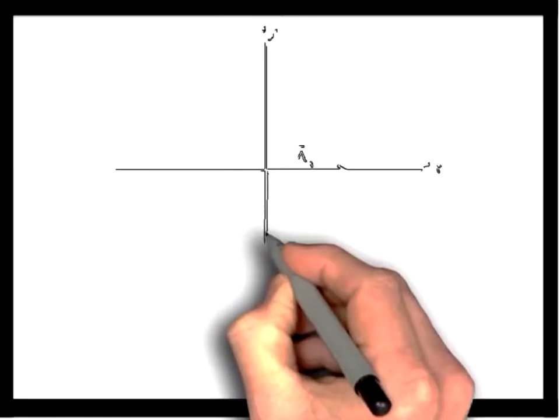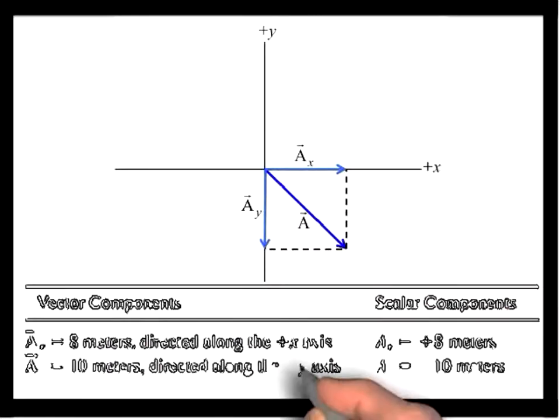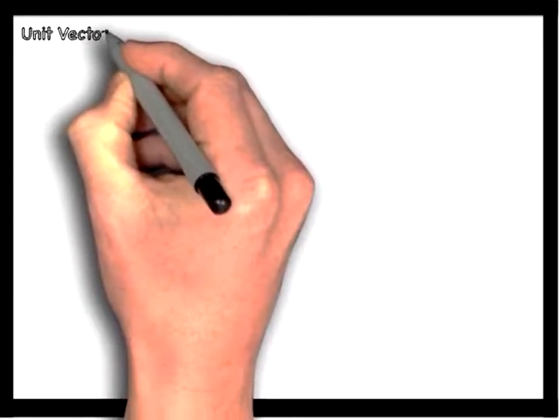Consider the following vector that lies in the fourth quadrant. The following table shows the distinction between the vector and scalar components of vector A. Notice that because the y component of vector A lies along the negative y direction, its scalar y component is negative. Another method of expressing vector components is to use unit vectors.